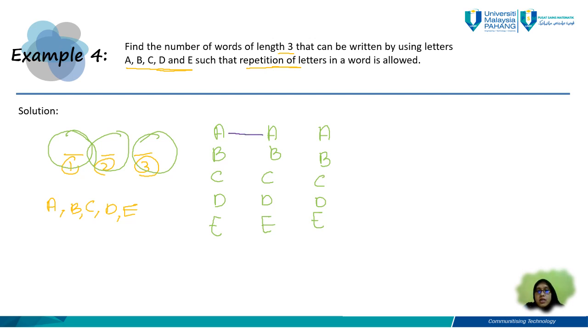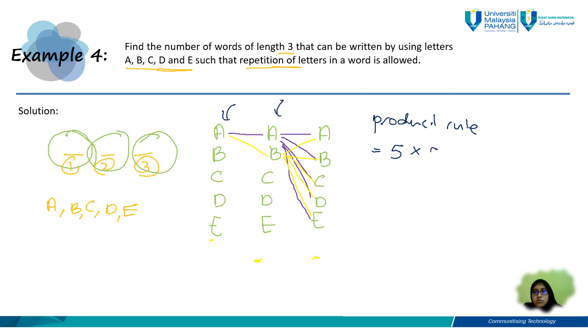So from here, let's check how many possible ways we can write a word with 3 letters. We start from A, A, A, and then we also have A, A, B, A, A, C, A, A, D, A, A, E. And then we start again: A, B, A, A, B, B, A, B, C, A, B, D, A, B, E. The process repeats until A to E for the first letter, A to E for the second letter, and A to E for the last letter. So by the product rule, for the first one we have 5 ways, multiplied by 5 ways for the second one, and 5 ways for the last one. So 5 times 5 times 5 is equal to 125.